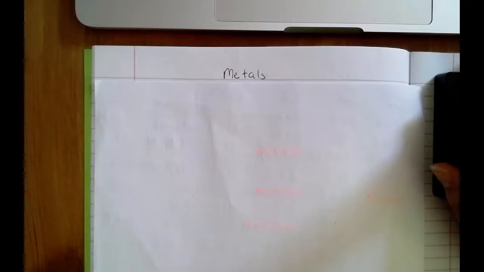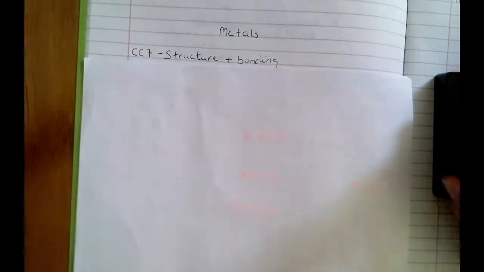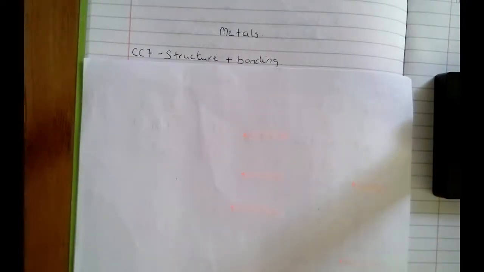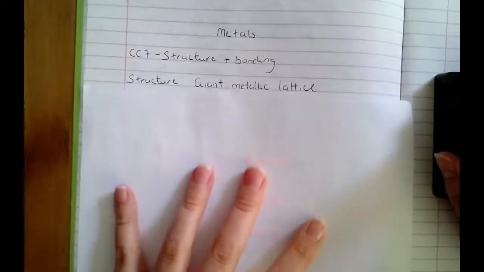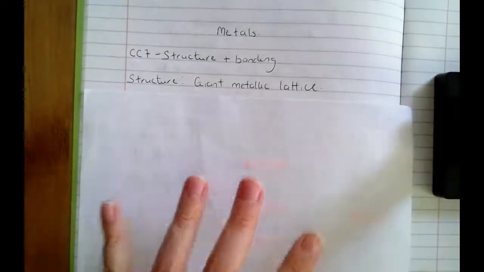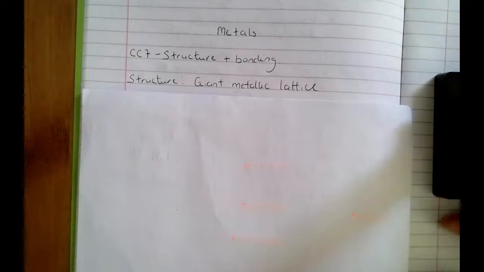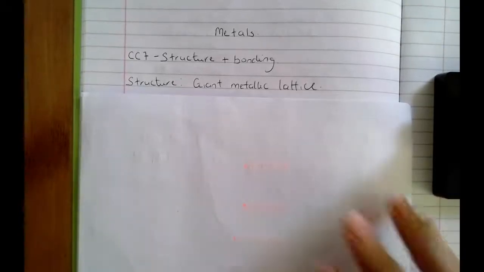So we first came across metals when we looked at CC7, which was part of structure and bonding. And we saw that the structure of metals was giant metallic lattice. I'm just going to draw out the structure of a metal so you can see what I mean by this.